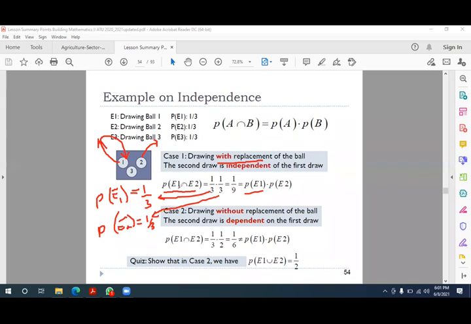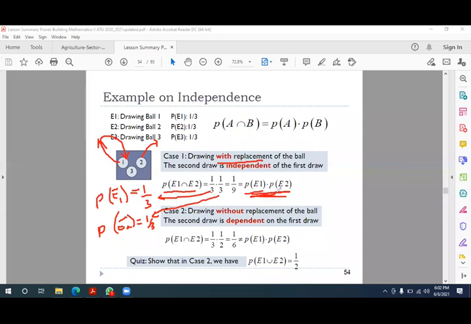So we can clearly see that in the case of replacement, where the second event does not depend on the first event, okay, then the probability of their joint event is just the product of their individual what? Probabilities. That is proved from this word experiment.